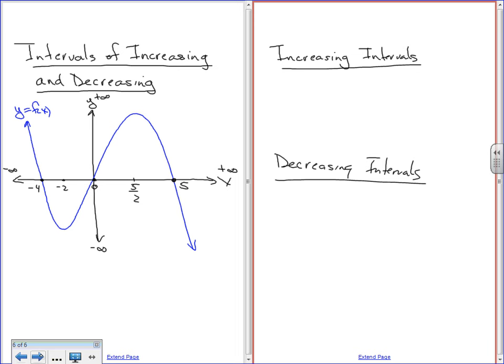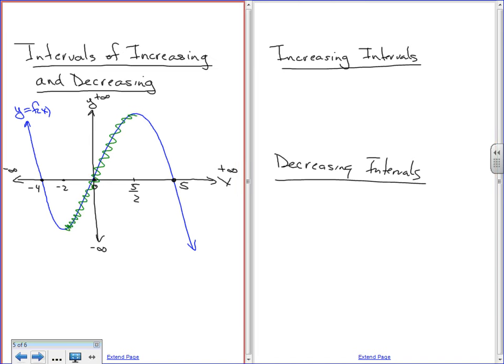Okay, so the function is increasing when it goes up to the right. So my function from here, it's coming down. This arrow means that's going up this way forever. So it's coming down, it's decreasing all the way to here. Then it starts to increase, and then it starts to decrease again. So if I kind of color code it, this is where my function is increasing. This is where my function is decreasing. And it starts to decrease again here.